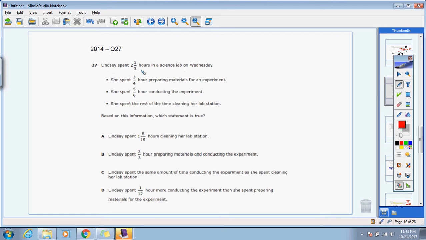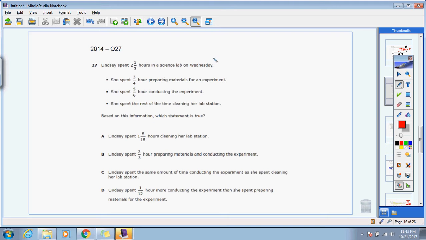Lindsay spent 2 1/3 hours in a science lab on Wednesday. She spent 3/4 hour preparing materials for an experiment. She spent 5/6 hour conducting the experiment, and she spent the rest of the time cleaning her lab station. Based on this information, which statement is true?